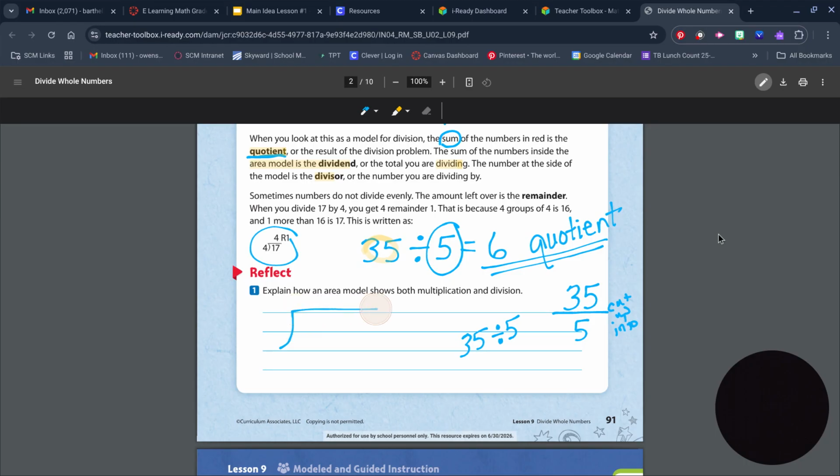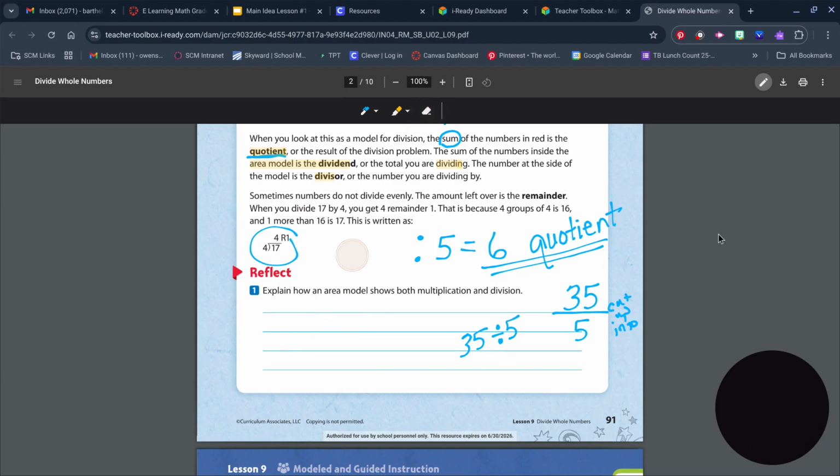The big number, I always say the big number in the house. Imagine that as like a division house. The big number goes in the house. That's going to be your dividend, and your divisor goes on the outside. Your quotient, your answer, will go up there. But all of these mean to divide, and they all mean cut up into.